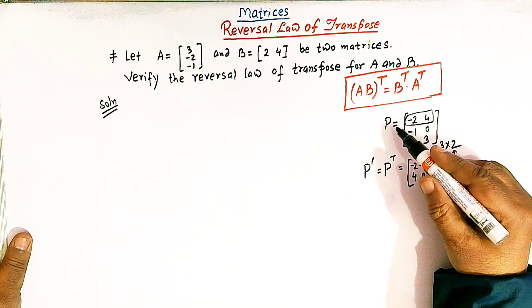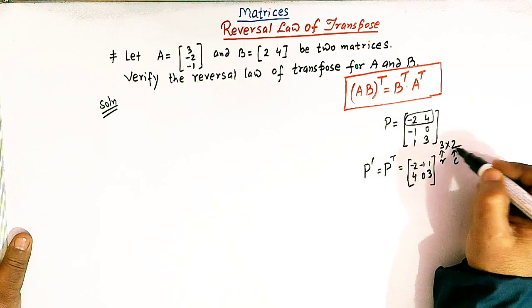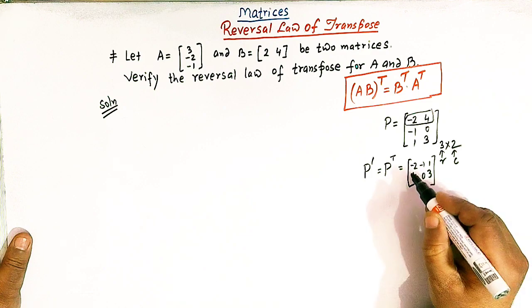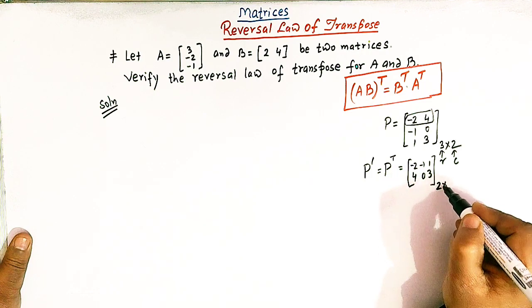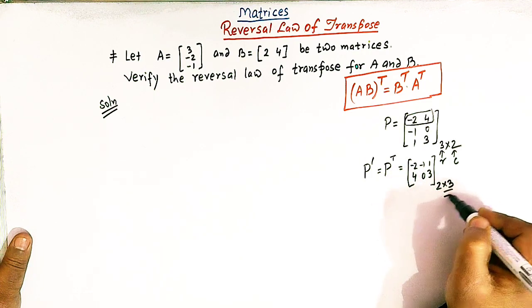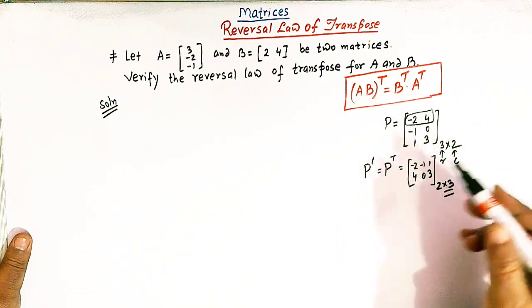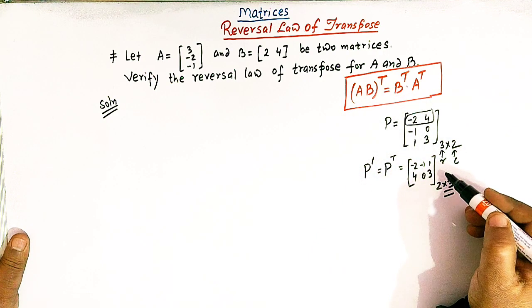So the original matrix P was 3 cross 2, the order was 3 cross 2, and now we have two rows and three columns. So this is how we define the transpose of a matrix.